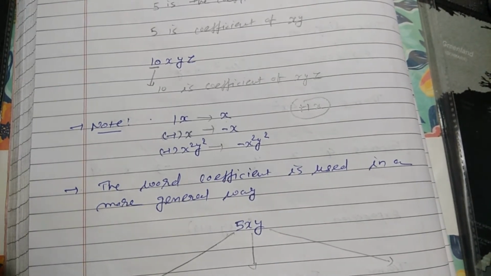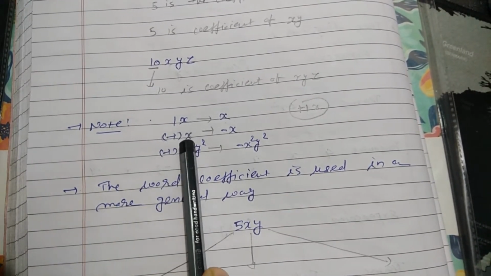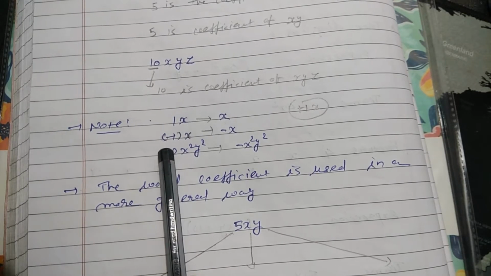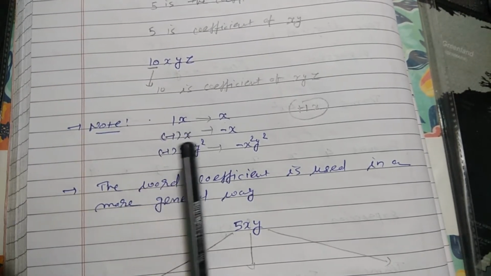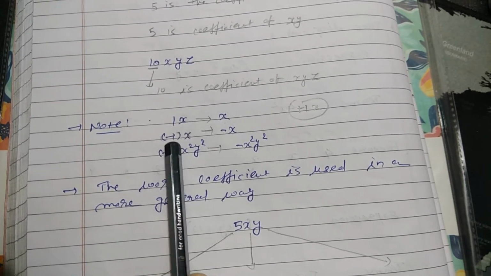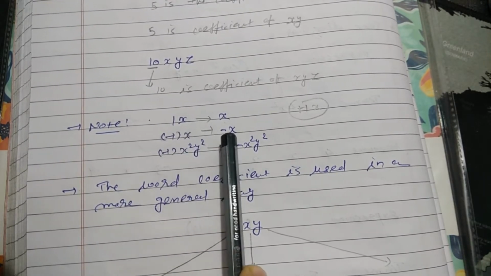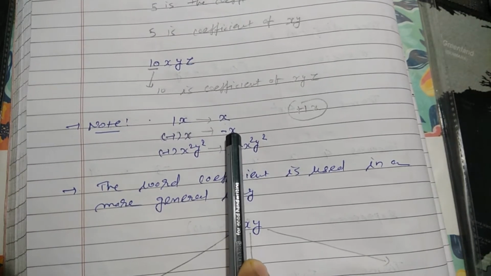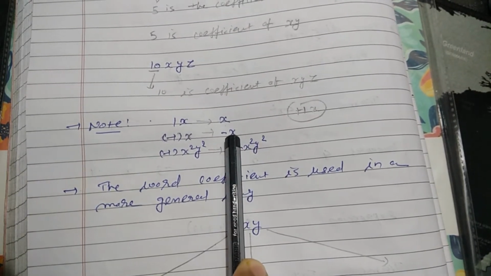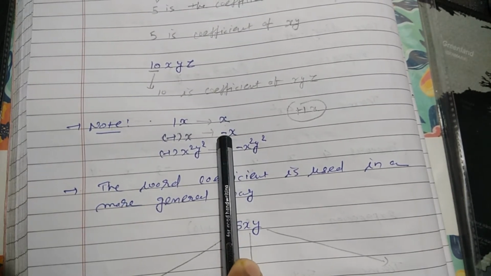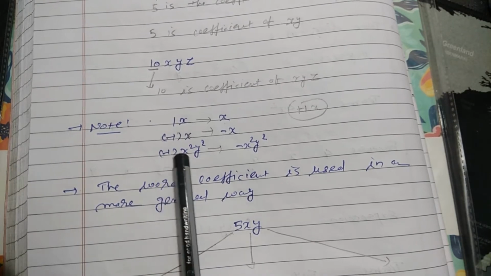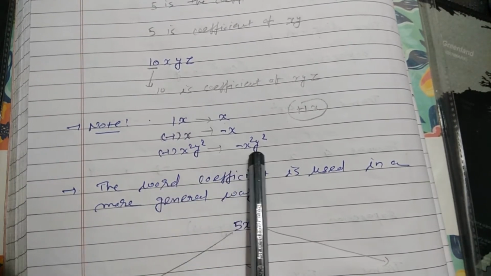But what about minus 1? If minus 1x is there, you have to use only the negative sign. You do not have to write minus 1, you have to use only the negative sign. So for minus 1x in an expression you have to write minus x. That means this minus x tells that the numerical coefficient of this x is minus 1. If minus 1 x square y square is there, you have to write minus x square y square.